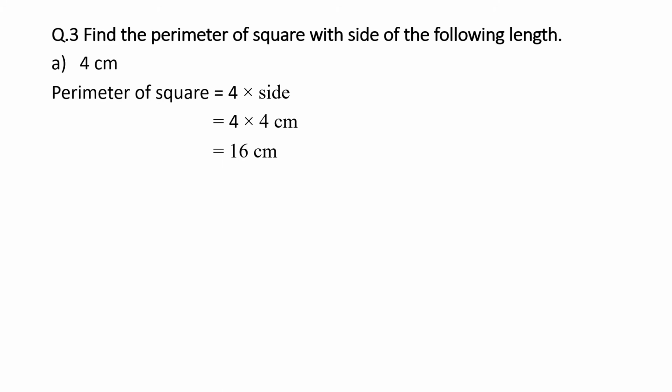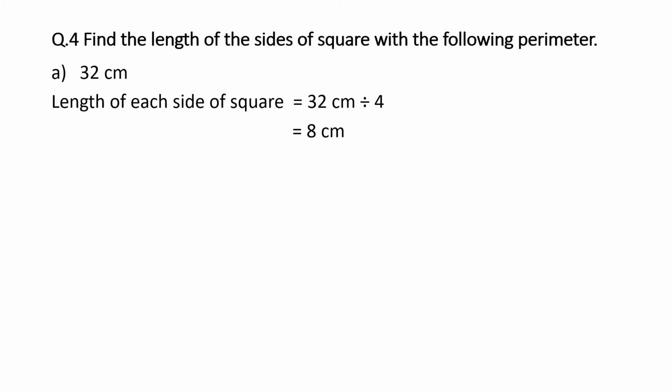Find the perimeter of a square with sides of the following length. Here the side is given 4 cm and perimeter of a square is 4 into side. That is 4 into 4 is equal to 16 cm.